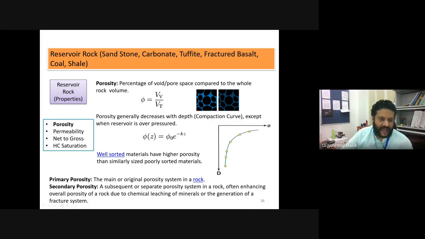Okay, so there are other parameters which will define the property of a reservoir rock. We will talk about them. They are permeability, net to gross, and hydrocarbon saturation in the next class.